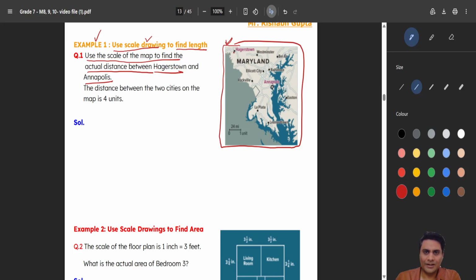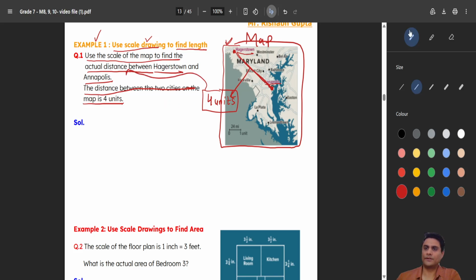Where is Hagerstown? Here I can see Hagerstown. This dot here represents Hagerstown. Now where is Annapolis? Here is Annapolis. This dot here represents Annapolis. We have to find the distance between them. This one. We have to find this distance. He said the distance between the two cities on the map is 4 units. Now this is my map, my drawing. On this map, this distance is given how much? 4 units. Correct? Now I have to convert this 4 units into the actual distance.